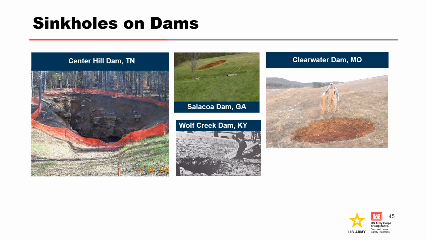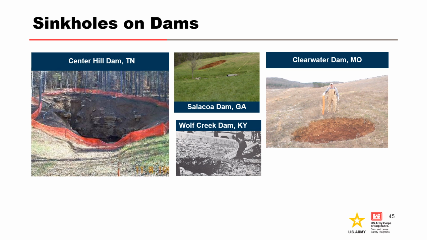Here are a few examples of sinkholes on or near dams. On the left, we have Center Hill Dam. In the early 1990s, seepage through the left abutment rim dramatically increased, including discharge of very large volumes of soil, 5,000 cubic yards, into the downstream channel. This was followed by the development of numerous sinkholes in the left abutment.